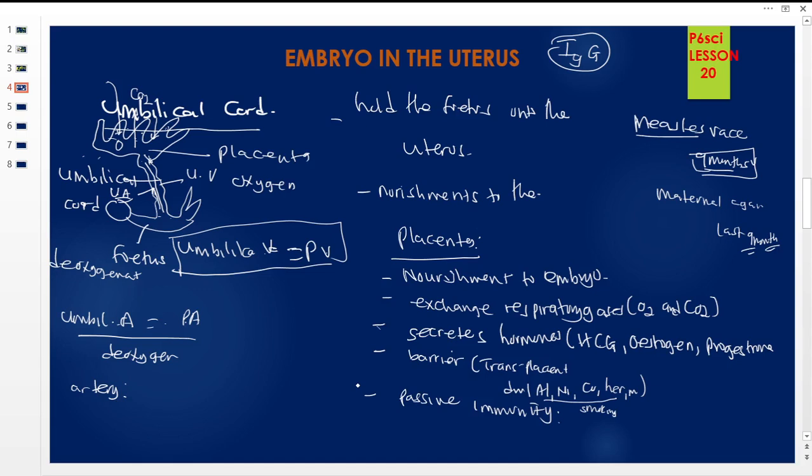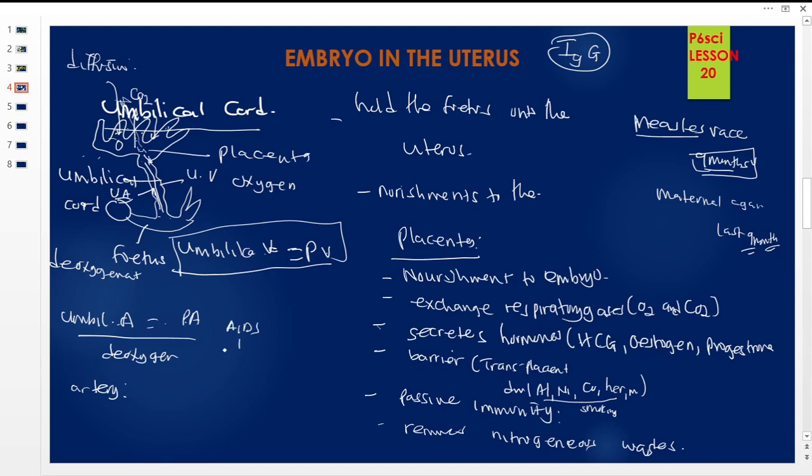It also removes nitrogenous wastes from the fetus. It can excrete urea, then that urea is going to be taken out, reach here, and go out into the mother's blood. So all these exchanges that are taking place here, they take place by diffusion.